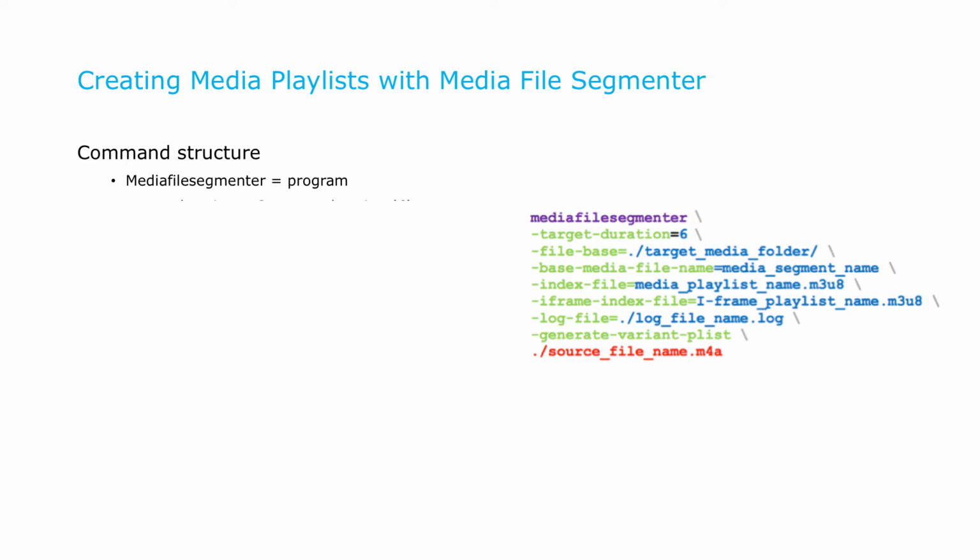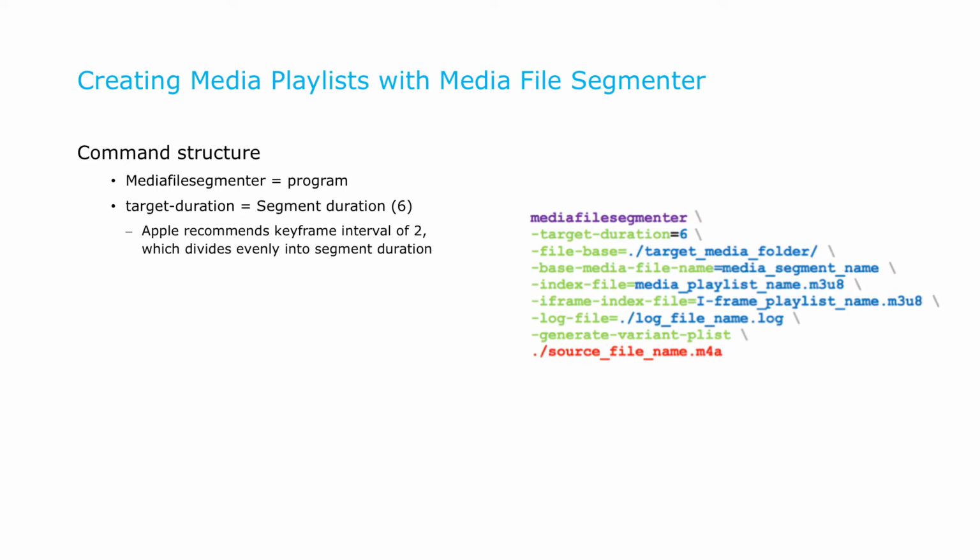The first line calls the program, again, Media File Segmenter. Target duration sets the segment duration, in this case 6 seconds, which is the segment duration recommended by Apple. Apple also recommends a keyframe interval of 2, which divides evenly into the segment duration. If you choose a different segment length, make sure your keyframe interval divides evenly into it.